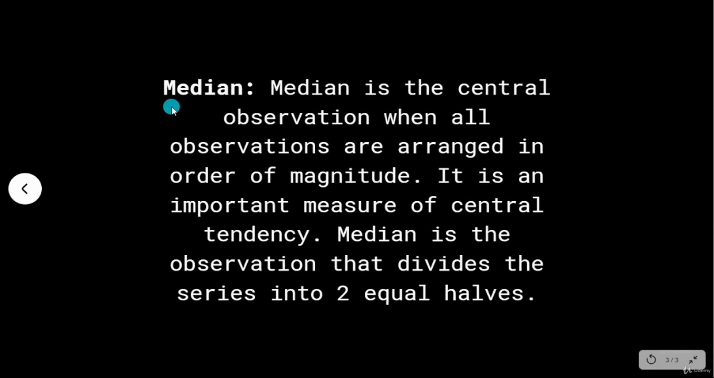Now, let us know about median. So, median is the central observation when all observations are arranged in order of magnitude. It is an important measure of central tendency. Median is the observation that divides the series into two equal halves.